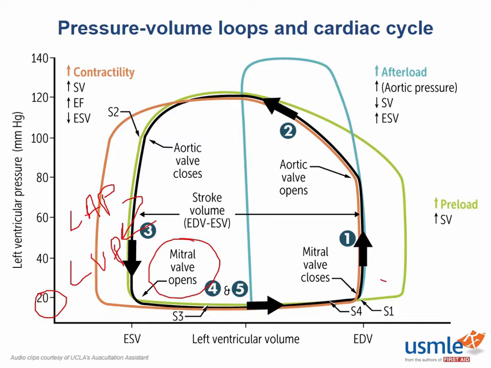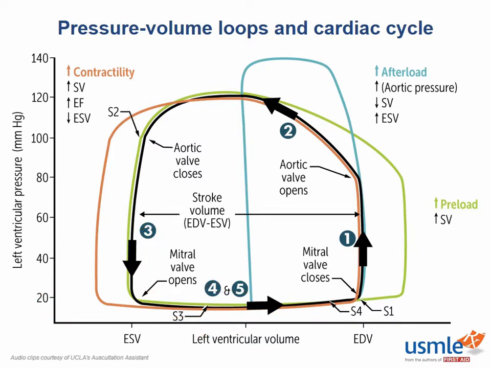So this here is what we call the cardiac cycle. We have systole, we have isovolumetric contraction, followed by ejection phase, followed by isovolumetric relaxation, followed by diastolic filling phase here on the bottom side, where we see left ventricular volume increasing without any change in pressure.